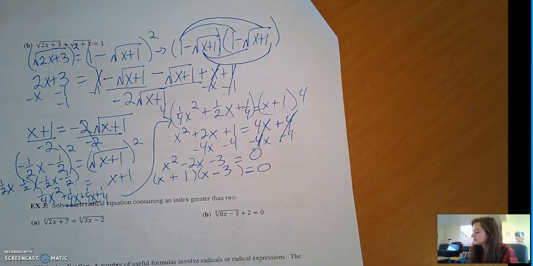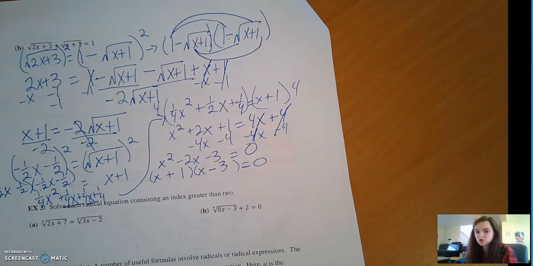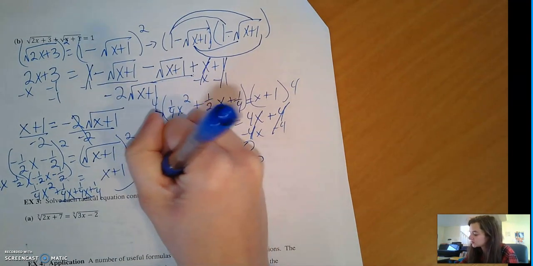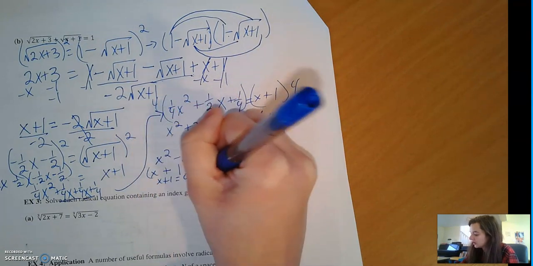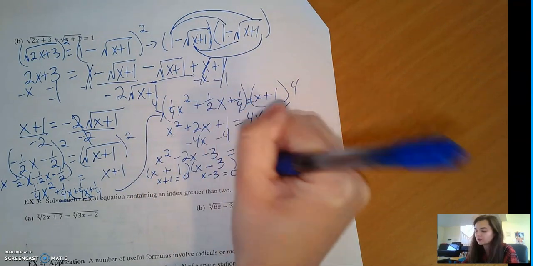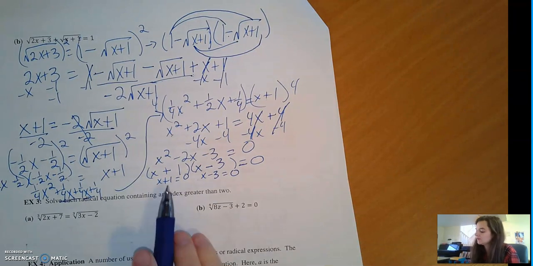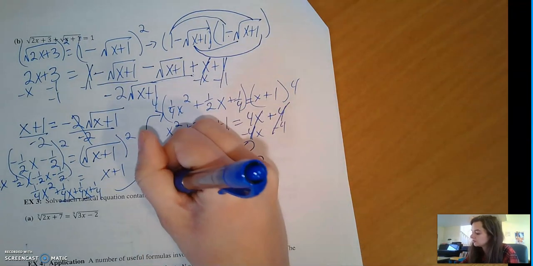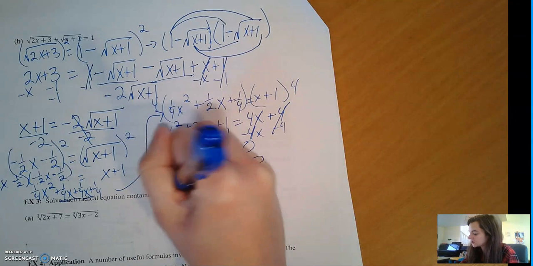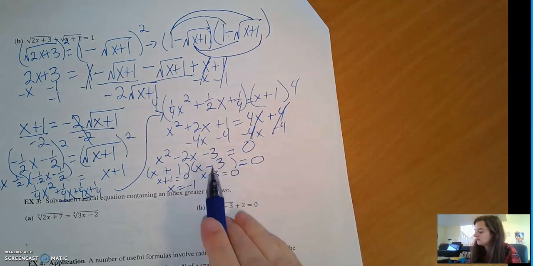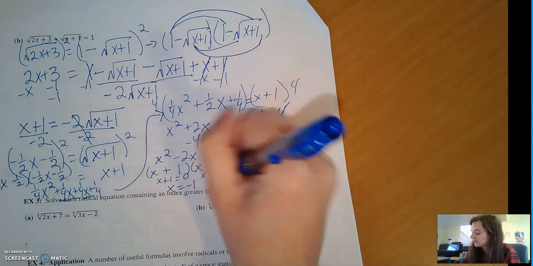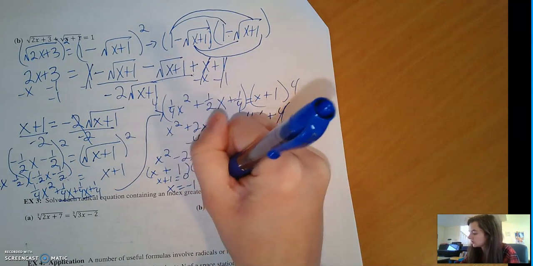Okay? Then you set each factor equal to 0 and solve. So what that means is we're going to have x plus 1 equals 0, and we're going to have x minus 3 equals 0. Okay? If x plus 1 equals 0, I would subtract 1 from both sides, and x would be negative 1. If x minus 3 equals 0, I would need to add 3 to both sides, so x would be 3.